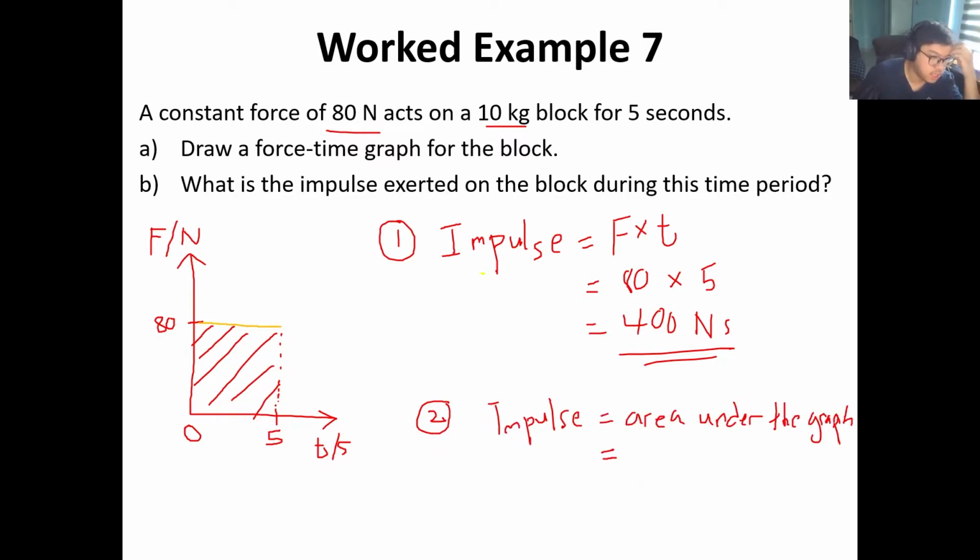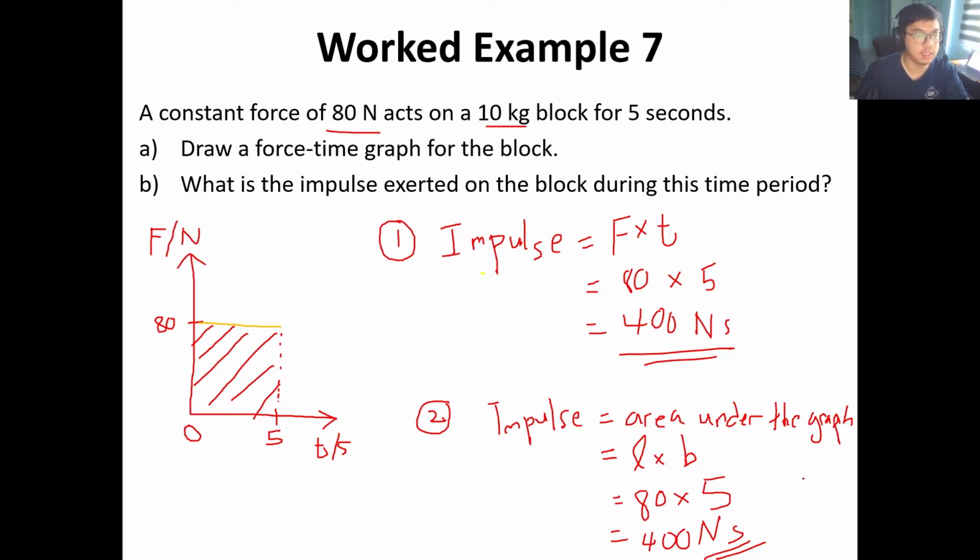Now let's use the second method, which is using the area under the graph. You can see the area under the graph is a rectangle, so it's the area of a rectangle, which is length times breadth. The length of this rectangle is 80 and the breadth is 5. That will also give you the same answer, which is 400 newton second. You can use two methods to calculate impulse, but when you are given a force time graph, it's much better to use method number 2, because method number 1 can only be used in certain cases.